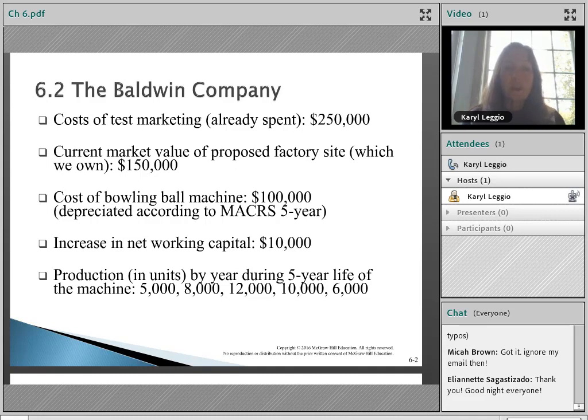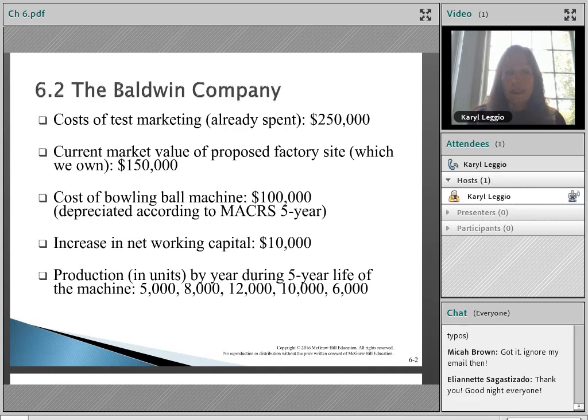And when they look to do that, they've got some test marketing that's been done. They spent $250,000 to do that marketing. Because they have already expended that dollar amount and they have to pay it whether or not they go forward, it is a cost that is relevant to the company, but it is not relevant to the bowling ball project. So the company has to pay that $250,000, but because they have to pay it regardless of whether or not they go forward, it is not a relevant cost to this particular project. So we're going to ignore that number.